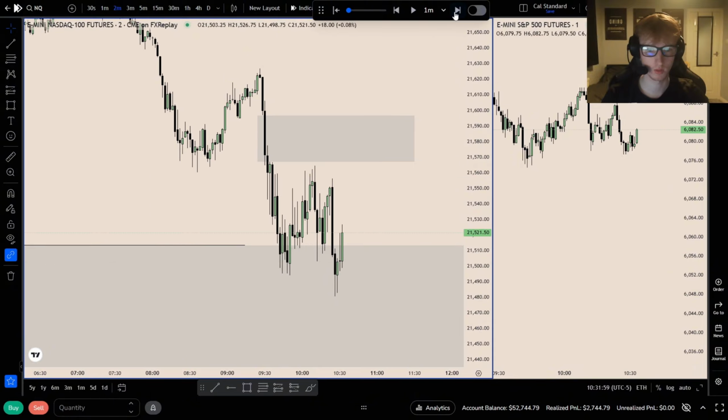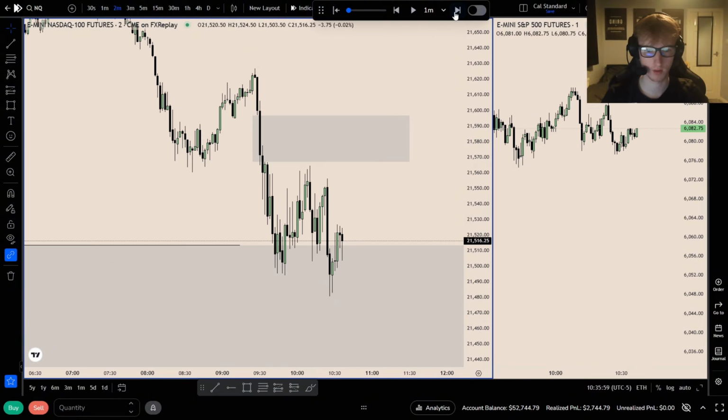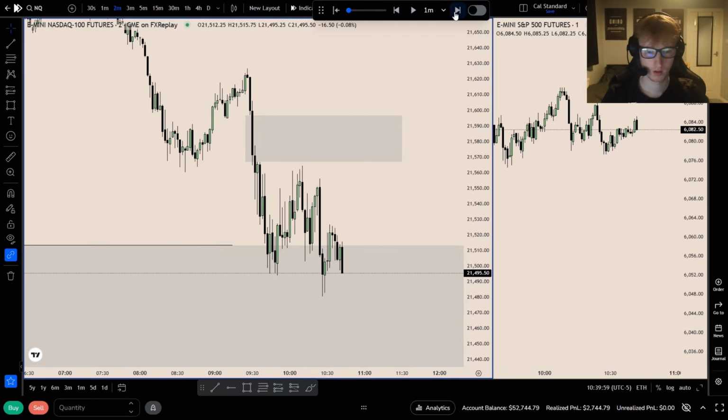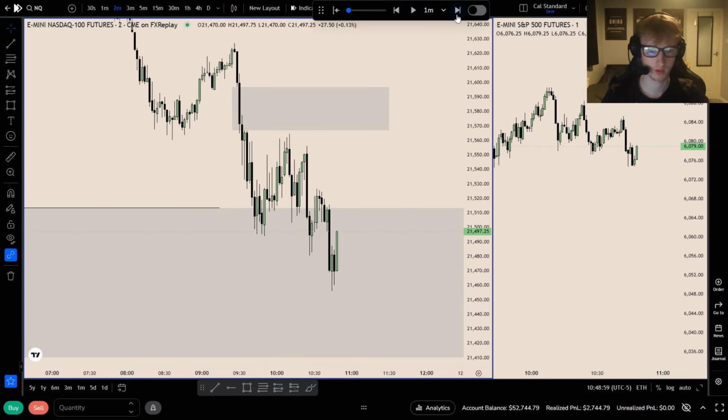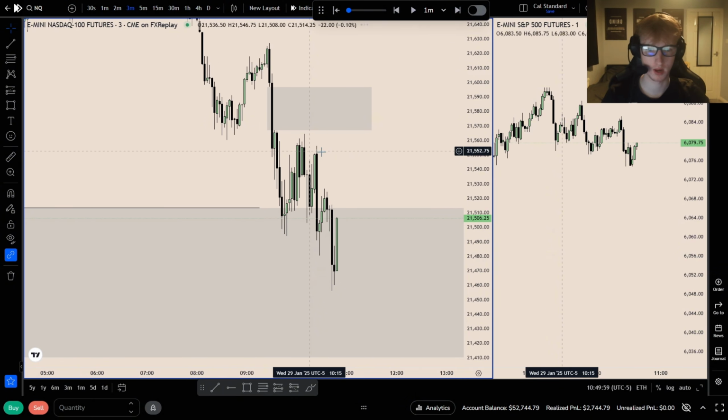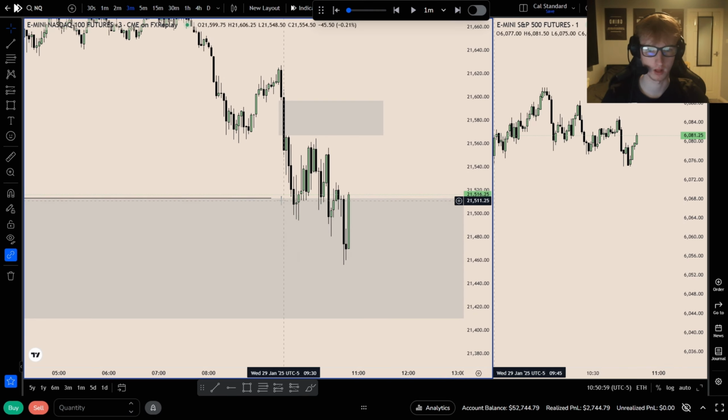Nice 2 minute here. We'd definitely take this 2 minute if we got it. Nope. Still just basing lower into the 4 hour gap. Okay, there's a 2 minute. And is that a 3 minute as well? 1 more minute on the 3. Okay, there's the 3 minute close.